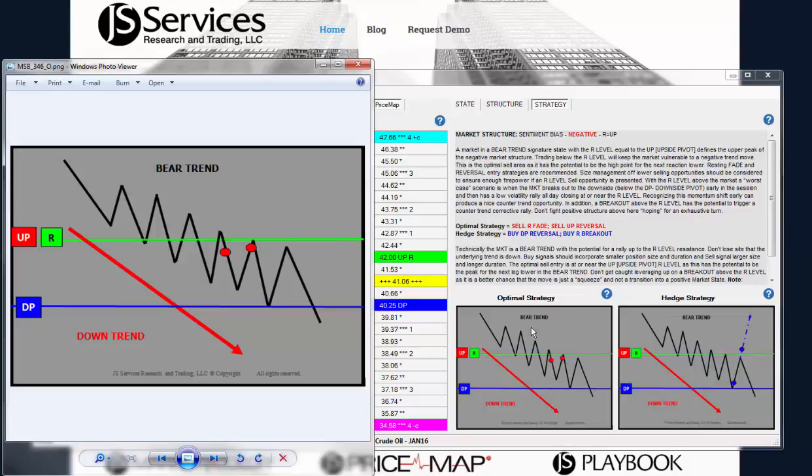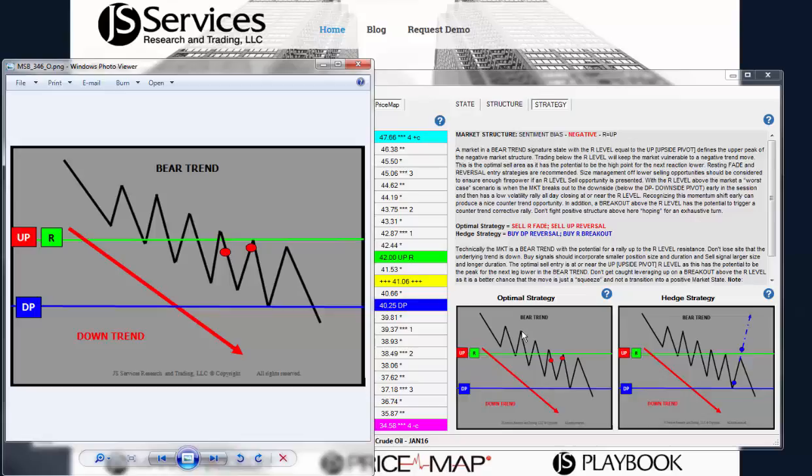So again, we're just setting our expectations of what's the condition and what's the structure of that condition. And then because we're in that state and because we're in that structure, these are the optimal and the hedge strategy themes. So optimally, what do we want to do? We want to fade momentum into this area. We want to execute a sell R fade. The other thing we want to do is a sell UP reversal, where we have it go through and then come back down to the opposite side for a sell opportunity.